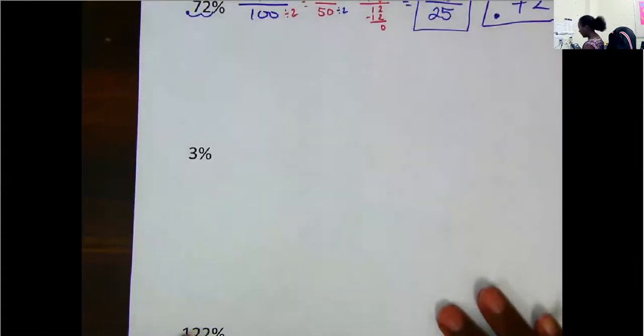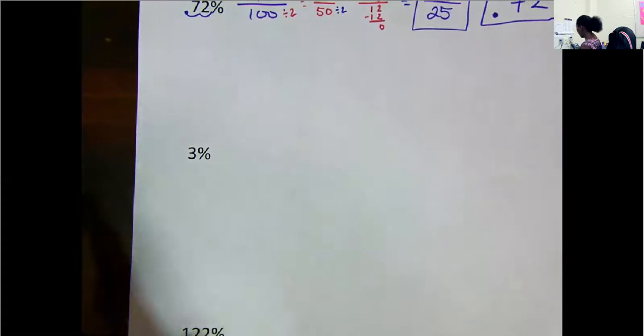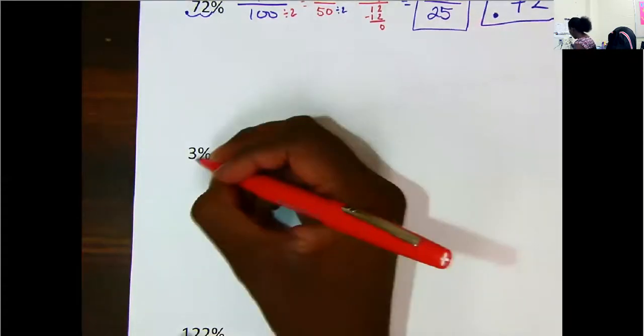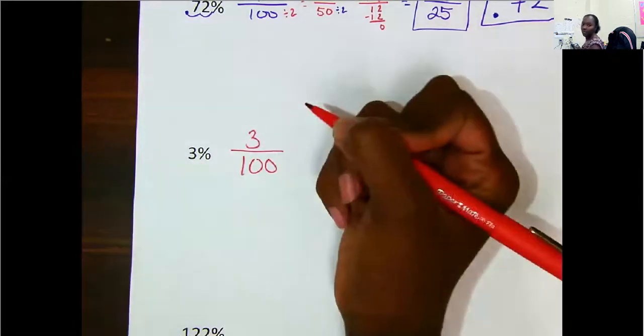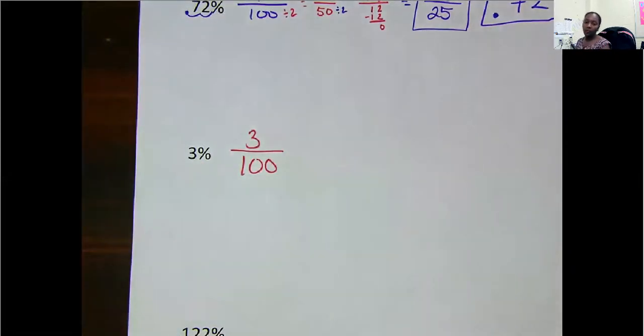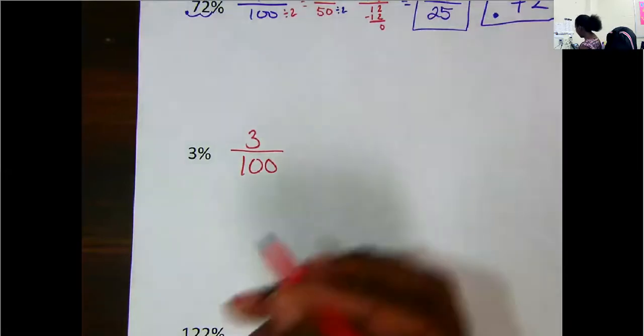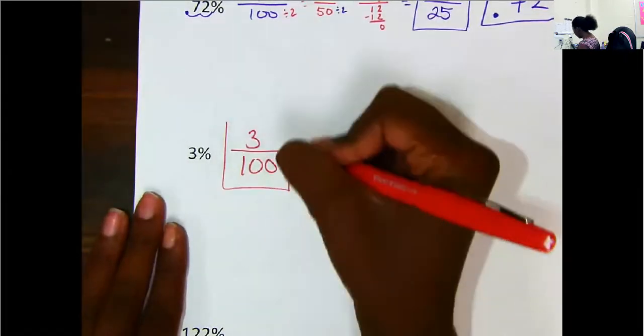3%. Again, they want a fraction. So we know a percent is out of 100, and I'm going to just put this number on top. I have 3 out of 100. Can I simplify this? 3, 100. They don't share a number. So this is my simplest form.